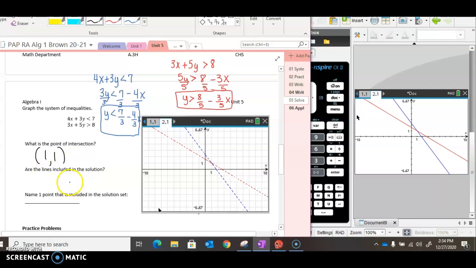And then the next question says, are the lines included in the solution? Now on my calculator, you'll notice that they're dotted. Oh, no, they're solid. I can't graph as a relation, so that's why they're solid there. I made some magic happen over here on OneNote so that you would actually see what it should look like. So the lines over here are dotted. So are they included in the solution? No, they're not, because they're dotted.